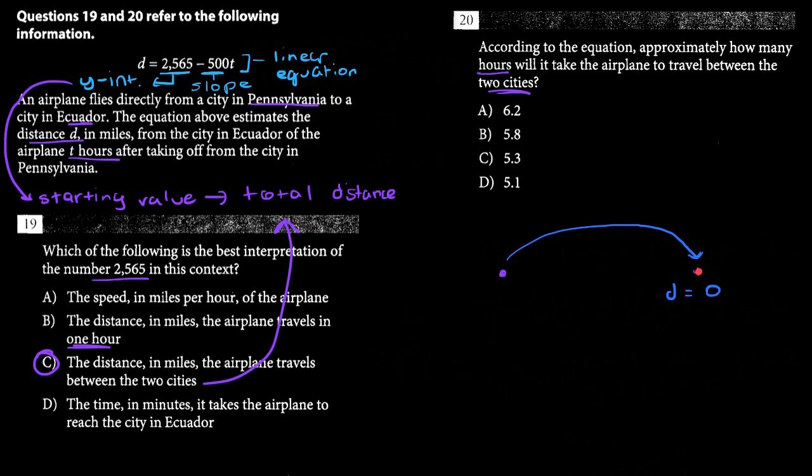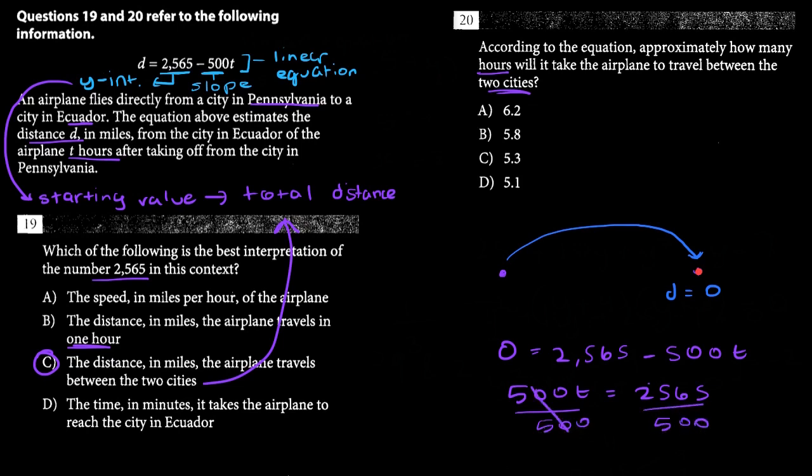And so if I write 0 equals 2,565 minus 500t, with t for hours, I'm going to solve for t now, right? And so I'm going to bring 500t to the left hand side. So add 500t to both sides, and it becomes 500t equals 2,565. Divide both sides by 500.